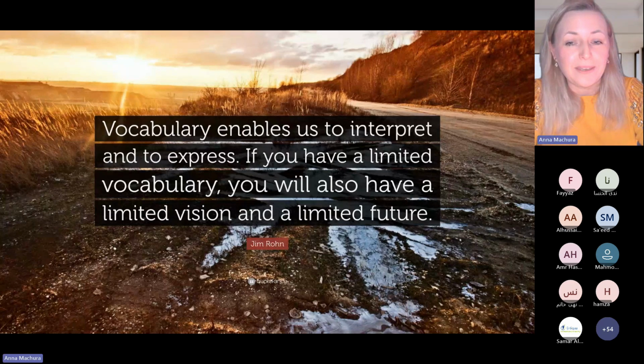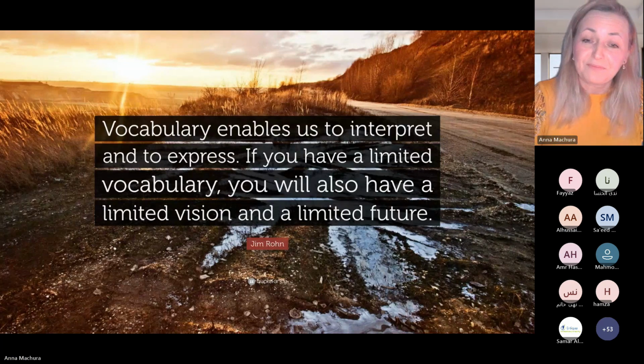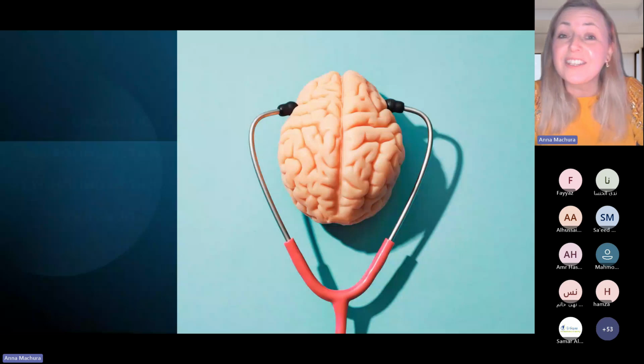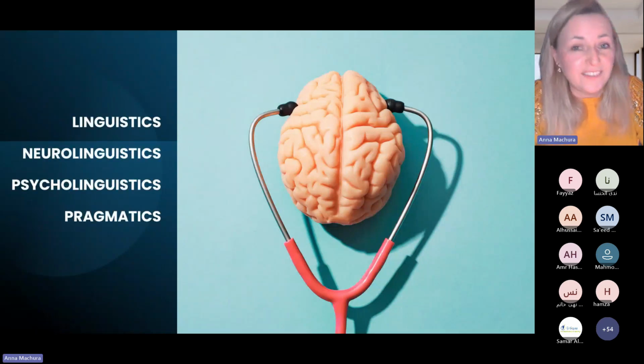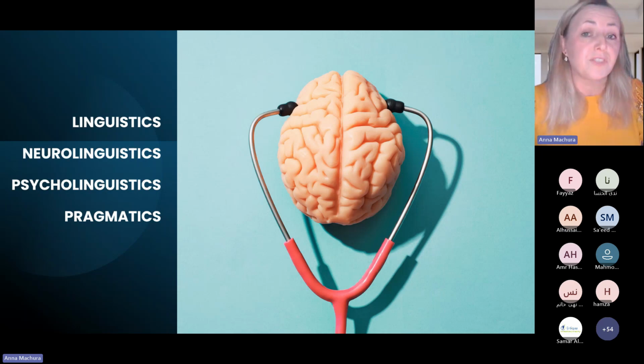It's all about interpreting and expressing messages, things, concepts. But if you have a limited vocabulary bank, you will also have a limited vision and a limited future. Do you want that? Well, my question is always about either gains or losses. Okay. Now, you may be asking some other questions, because that's the meta language, the metacognitive side of it, right? Thinking about the thinking process, about the learning process, and we are learning here.